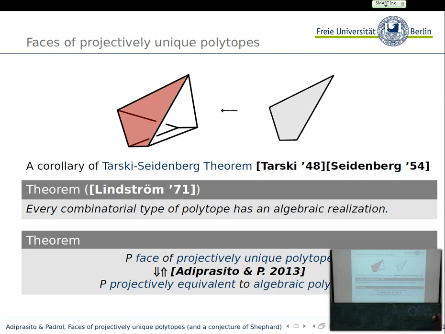Algebraic coordinates, so that all the coordinates are algebraic numbers. And this is an if and only if because of this Tarski-Seidenberg theorem. So we cannot hope to get something better. You'll see.